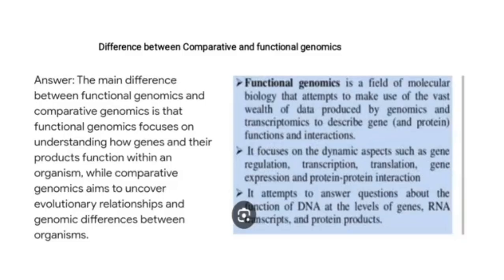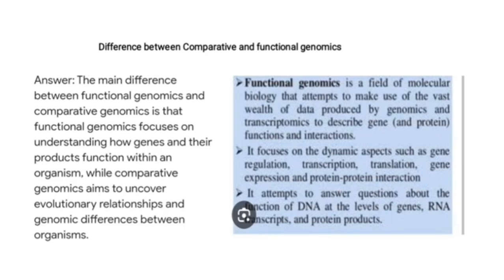Then what is the difference between comparative genomics and functional genomics? The main difference is that functional genomics focuses on understanding how genes and their products function within an organism, while comparative genomics aims to uncover evolutionary relationships and genomic differences between organisms. See? So functional genomics is a field of molecular biology that attempts to make use of what? Vast wealth of data. So if I ask you to explain functional genomics, just explain this thing in blue now.